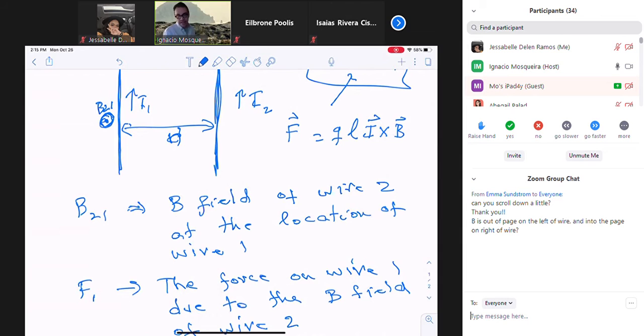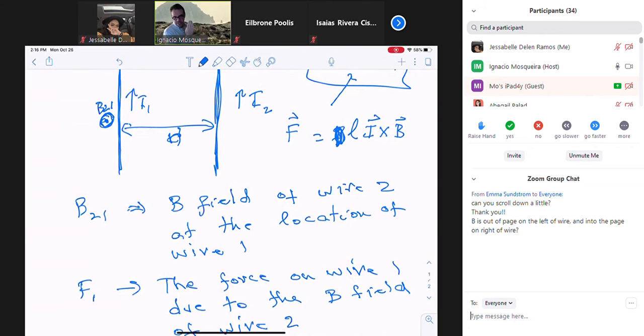Well, let's do that again. Let's do that together. Sorry, oops. There is no Q here. That's for the charges. The current is always positive, the flow of positive charges. So let's do that and see if we agree.